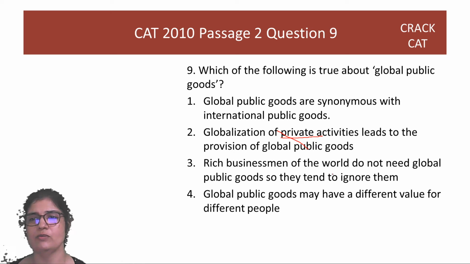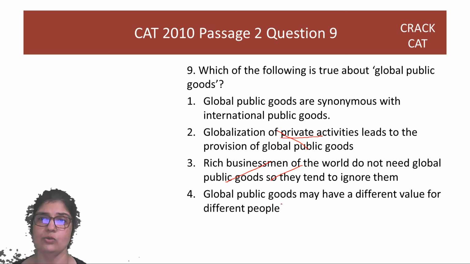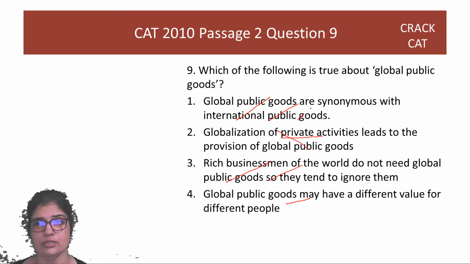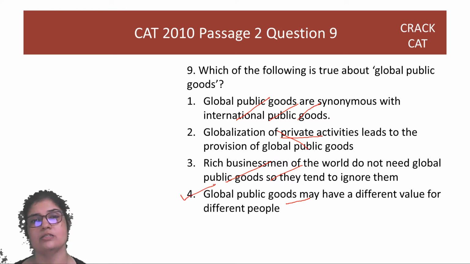Rich businessmen of the world do not need, no, we all need global public goods, right? We need eradication of smallpox. We need clean air. So this is not true. Global public goods may have a different value for different people. Yeah, this is clearly given. So global public goods need not be synonymous with international public goods. That is not given anywhere. But 4 is clearly given, so your answer is option 4.